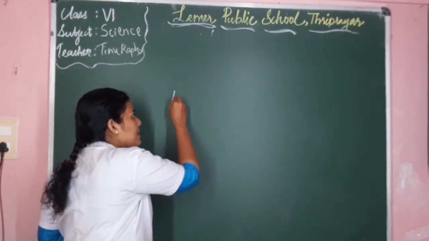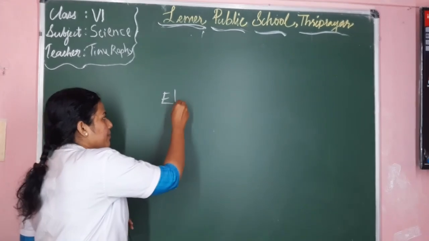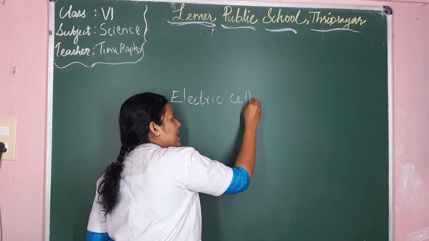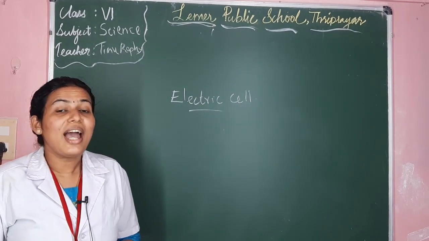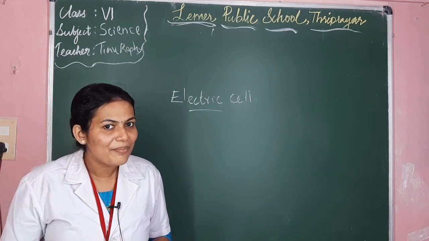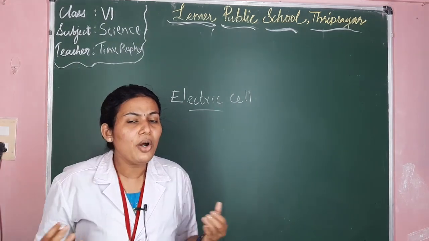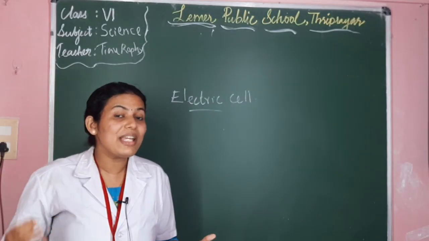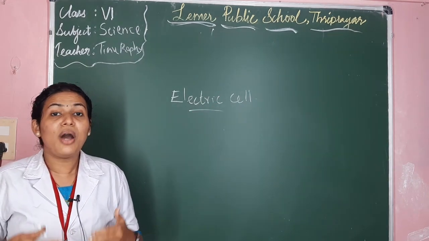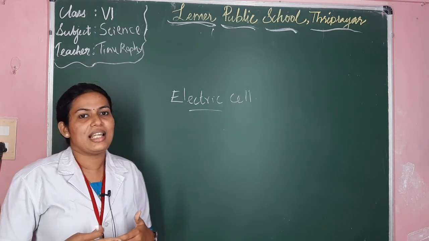Electric cell. So dear children, have you heard of the word electric cell or a cell? Yes, you may have heard the word cell in biology. But here cell means a different thing. Electric cell means a different thing. So now I will show you a few electric cells, then you will understand what an electric cell is.